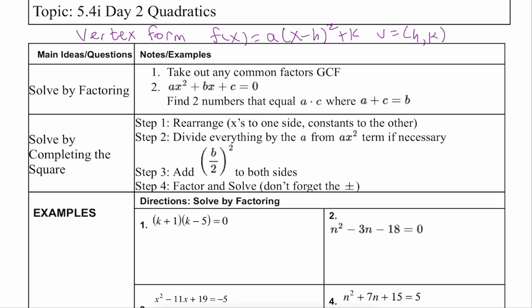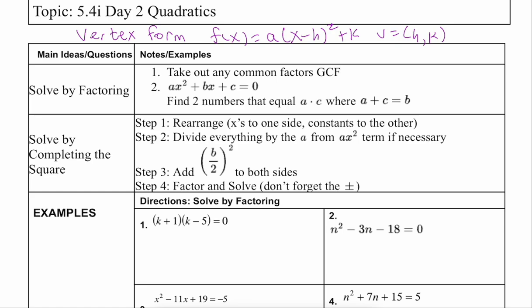The steps that you have up here are about solving quadratics by factoring and completing the square. So I've listed those steps. They're really hard to follow just by looking at those steps. So write those steps down, but we're going to break down those steps as I go through the problems. So they'll be easier to understand once we actually do the examples.